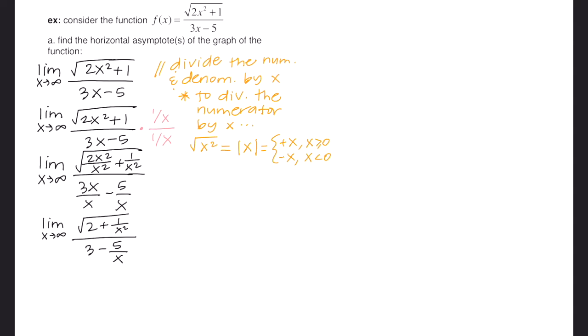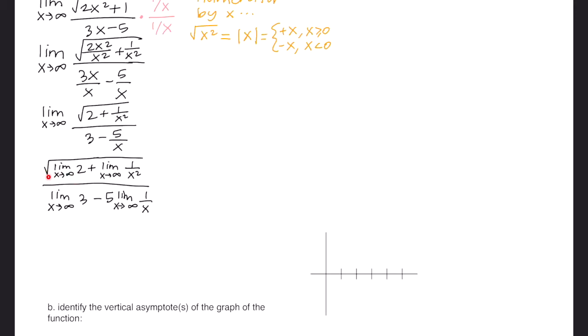At this point, to evaluate this limit, we're going to take the limit of the numerator and the limit of the denominator. When we take the limit of the numerator, we're going to bring the square root to the outside and then take the limit of each individual term. You can see I pulled the square root to the outside. I took the limit of 2 and then the limit of 1 over x squared. In the denominator, we have the limit of 3. And then for this fraction, I pulled the 5 to the front of the limit and then just took the limit of 1 over x.